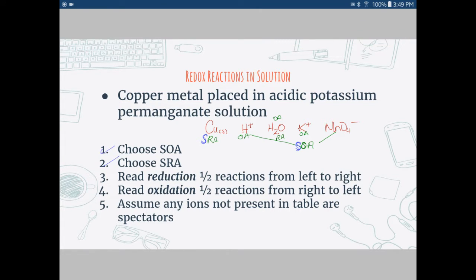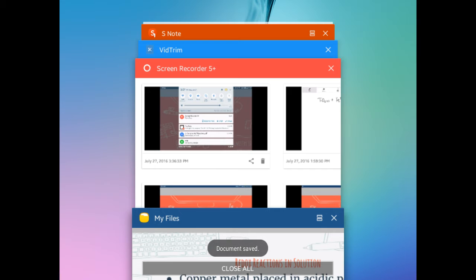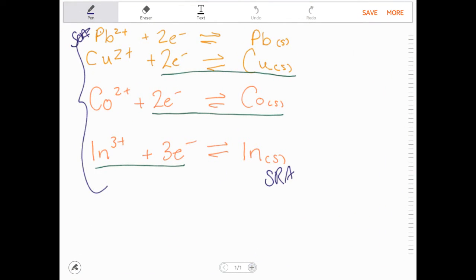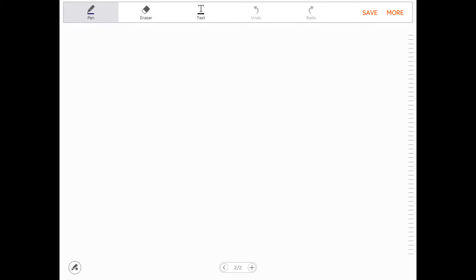Okay, so I've decided my SRA, I've decided my SOA, so I've done steps 1 and 2. Then it says I need to read my reduction half reactions from the left to the right and read my oxidation half reactions from the right to the left. So we're going to start with step number 3, and I'm just going to open up a separate page just to show you what this might look like here. We're going to open up a new page here.